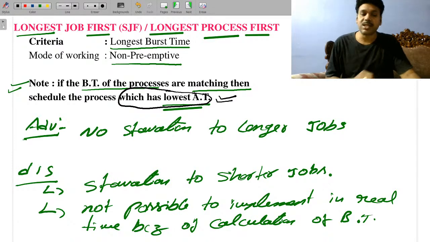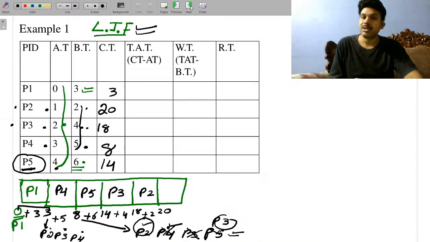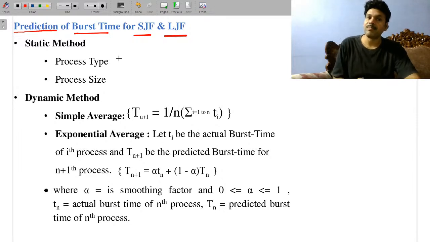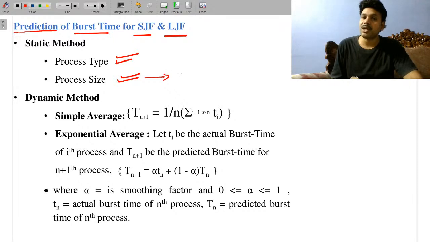But there is a problem with SJF and LJF. What is that? You cannot implement this in real time because it's very difficult to calculate your burst time, but there are assumptions. You can estimate the burst time of SJF and LJF by assumptions. What type of process it is? What is the size of the process? When you download a file or a movie, you come to know that it is 300 MB or 200 MB. So based on that, I may choose which is the shorter, which is the longer. So based on the process size, I can decide which is the shorter job and which is the longer job.